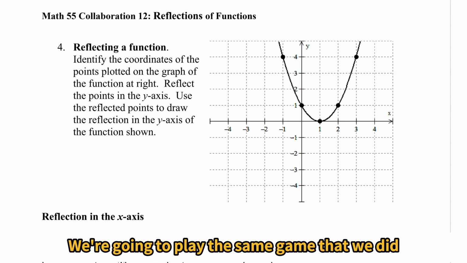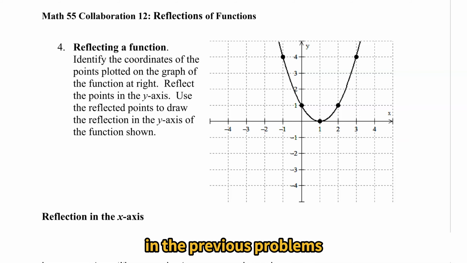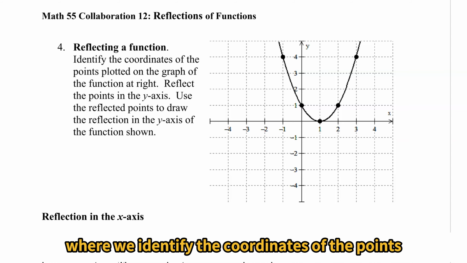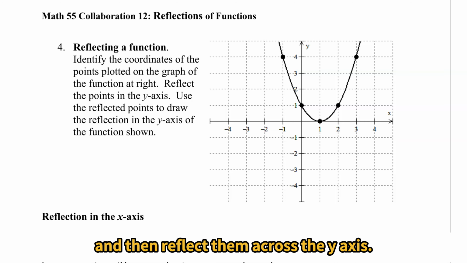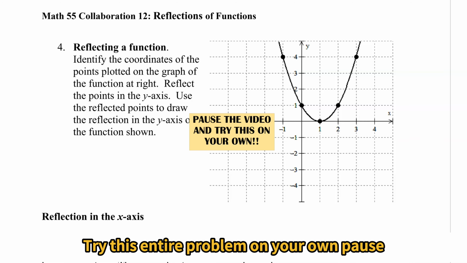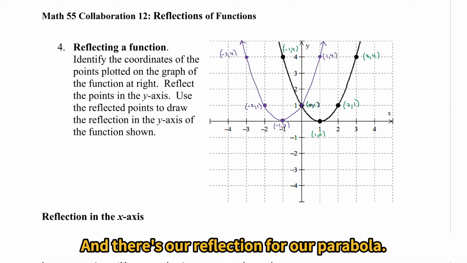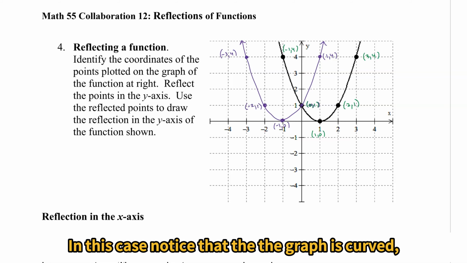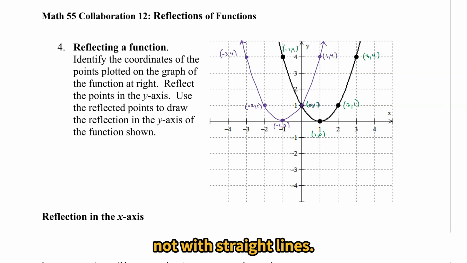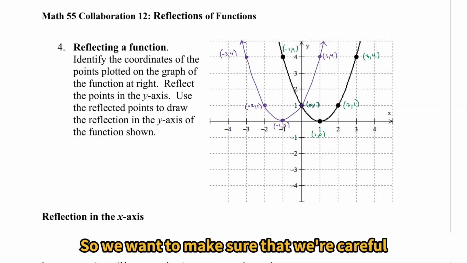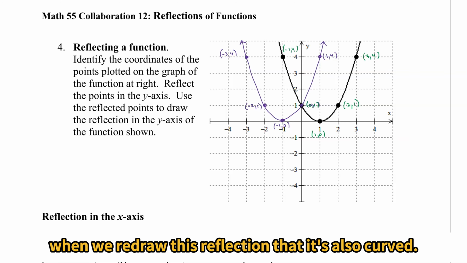We're going to play the same game that we did in the previous problems, where we identify the coordinates of the points and then reflect them across the y-axis. Try this entire problem on your own. Pause the video, see if you can reflect the graph, resume, and check your work. And there's our reflection for our parabola. In this case, notice that the graph is curved, not with straight lines. So we want to make sure that we're careful when we redraw this reflection that it's also curved.